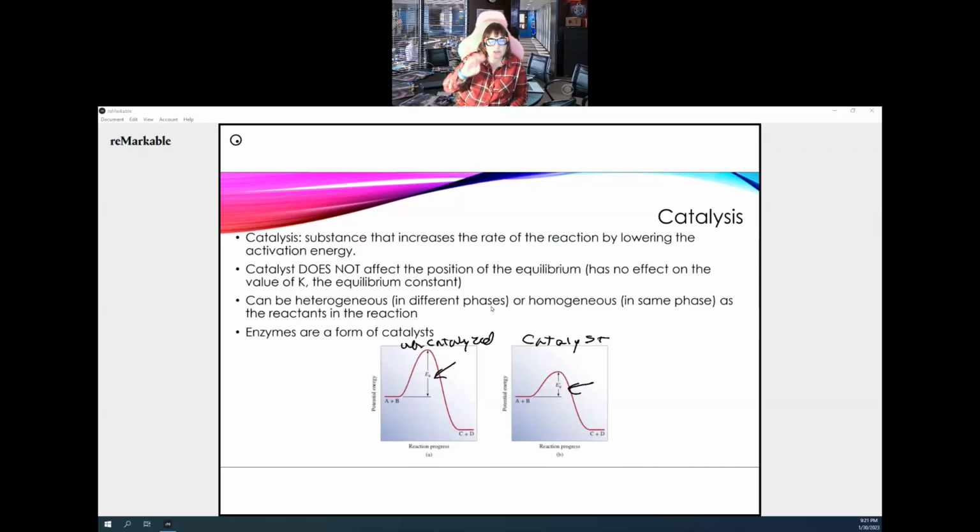That's the kind of thing that I'm looking at between those two diagrams. Notice that the overall energies have not changed, just that activation energy. That's the only thing.